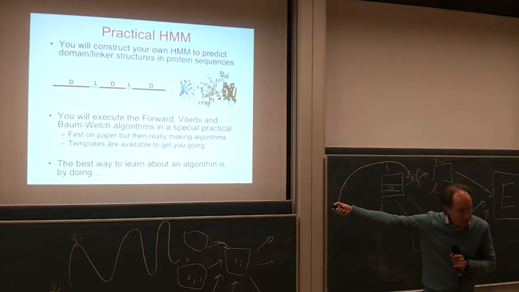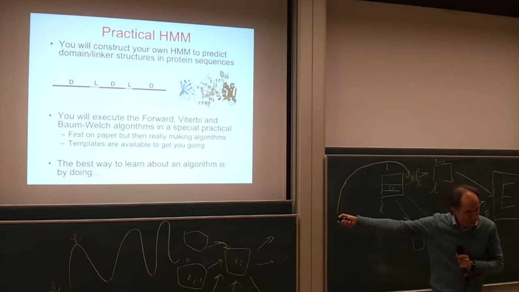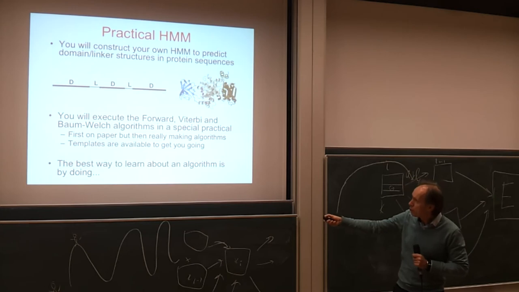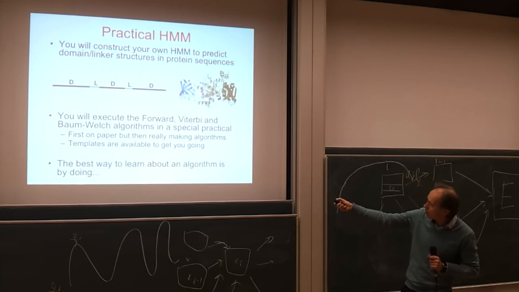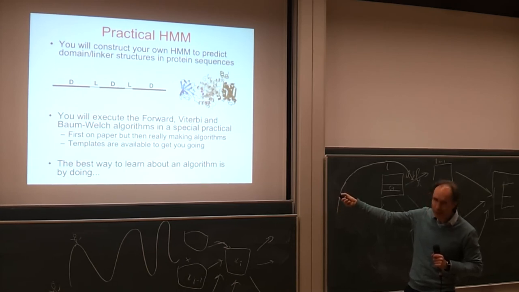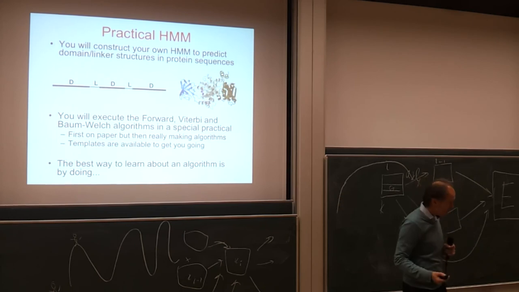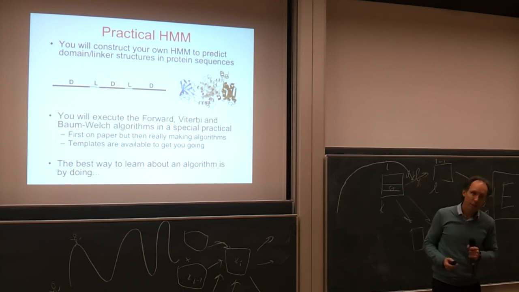You know it already? The task at hand is to build a hidden Markov model, a cracking good hidden Markov model that should be able to dissect the sequence in domain areas and linker areas in between domains. And here's a feature of the domain and the linker area and the next domain and the linker area and the linker area back. That is your task, okay? And I wish you all good luck with that.